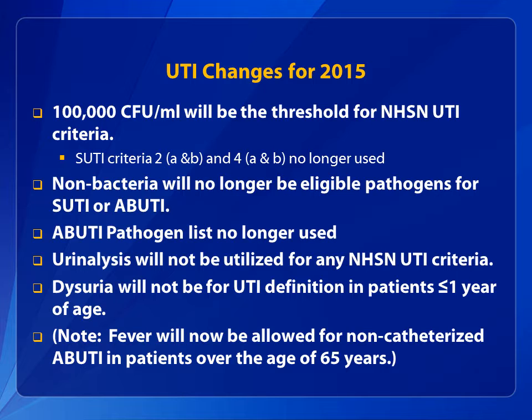Fourth, the use of positive urinalysis as an element of UTI criteria is excluded in 2015. Fifth, dysuria was almost never used for patients 1 year of age or less and did not seem to be a logical symptom for this patient population. Therefore, it is removed from the CAUTI criteria in this age group. Finally, fever is not used to exclude ABUTI for non-catheterized patients over the age of 65 years, since fever alone is not normally indicative of UTI in these patients.